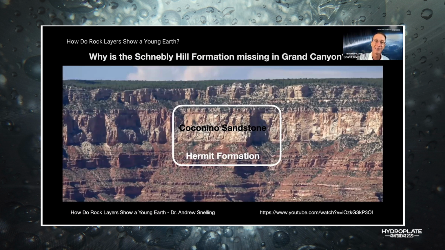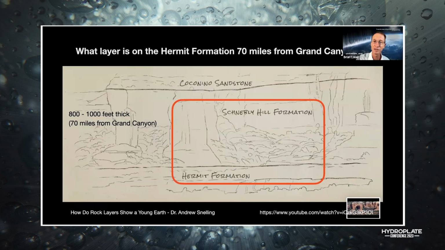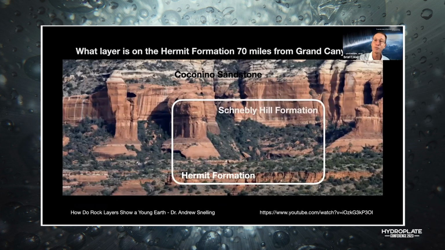See right here, this is from How Do Rocks Show Young Earth? This is his Genesis history. They show this. Okay, so what's on top of the Hermit Formation? Well, it's the Coconino Sandstone. Yeah, that's in the Grand Canyon. You go 70 miles away. What's on top of the Hermit Formation? Well, it's the Schnebly Hill Formation, which is 800 to 1,000 feet thick, separating it from the Coconino Sandstone. Well, how's that going to happen? Yeah, they don't put that on the website. They don't put that in the textbooks.